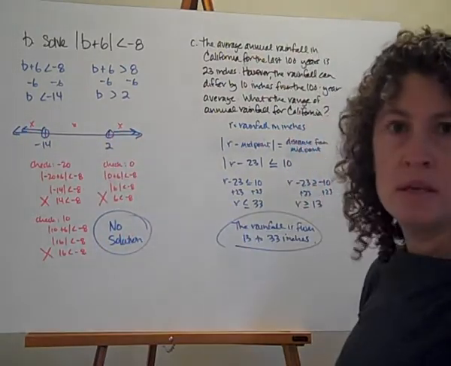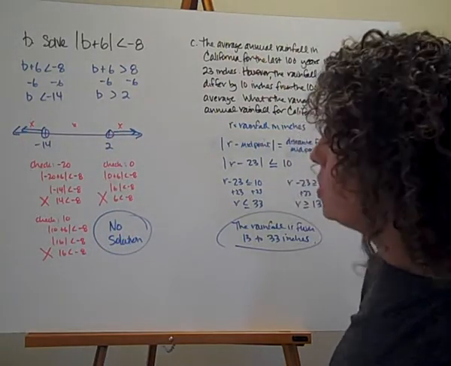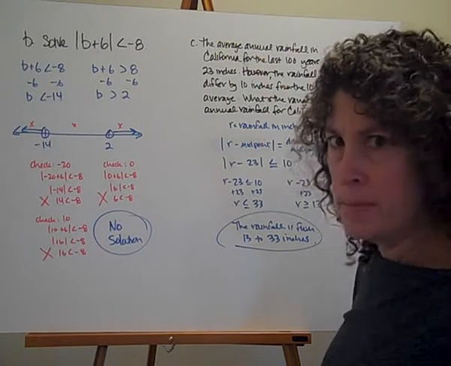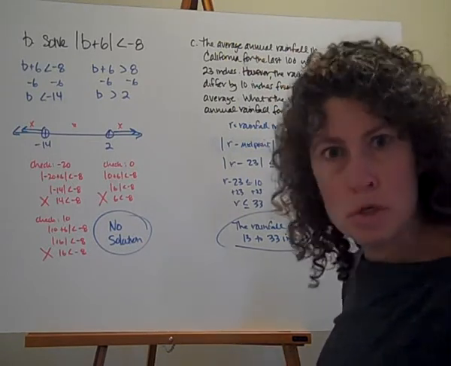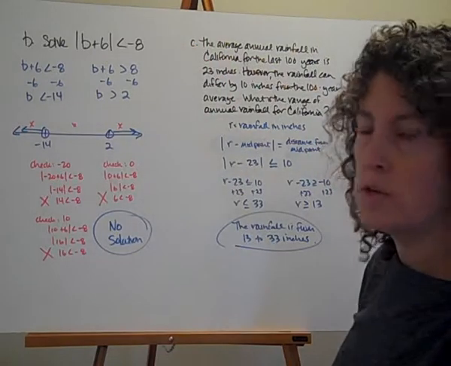So none of these actually work. So my number line now is empty. I end up with the empty set, which means that we have no solution, which is kind of crazy. So let's go back and look at the original here.